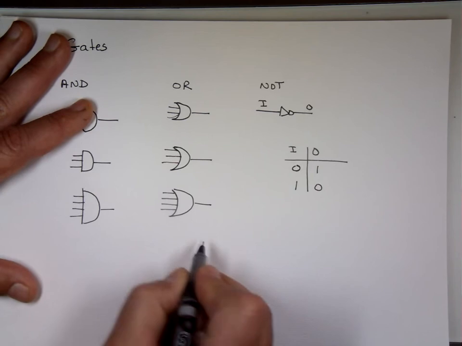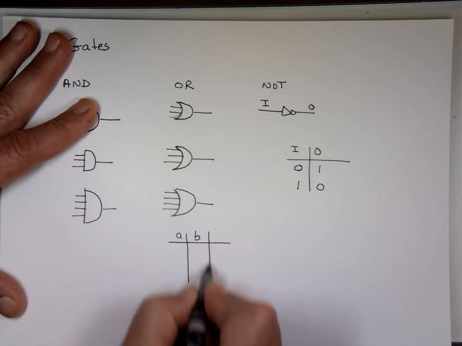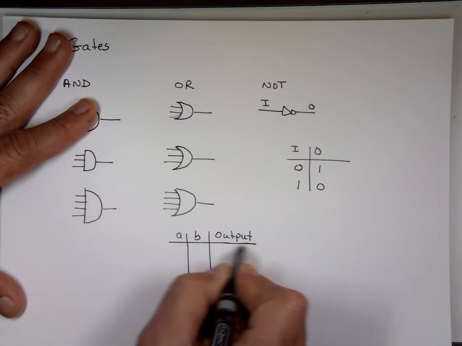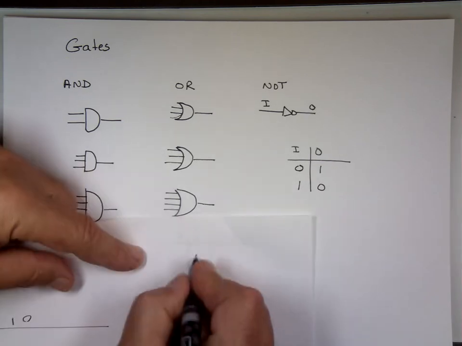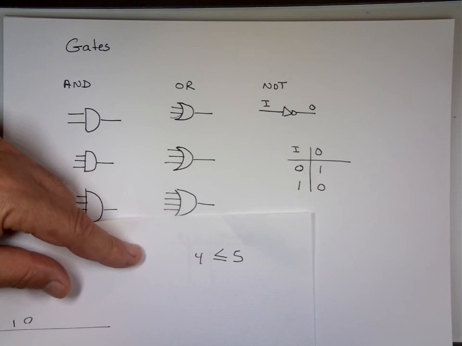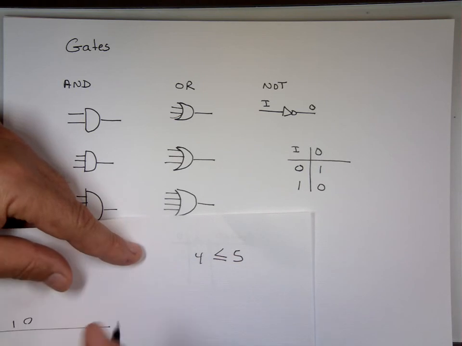Now an OR gate, let's deal with 2 input for now. We have 2 inputs. We'll call them A and B, and there's your output. Remember, it's an OR operation. When we say X is less than or equal to Y. So for example, is 4 less than or equal to 5? Is that true? Why? Is 4 equal to 5? No, it's less than. So with an OR operation, you only have to satisfy one of the conditions to be true. Only one has to be true.